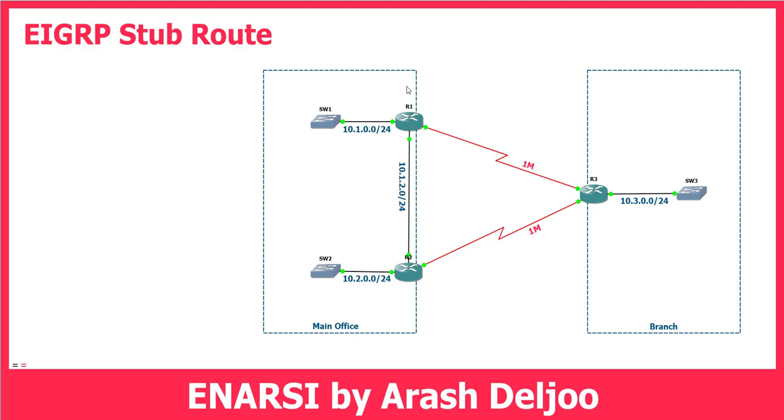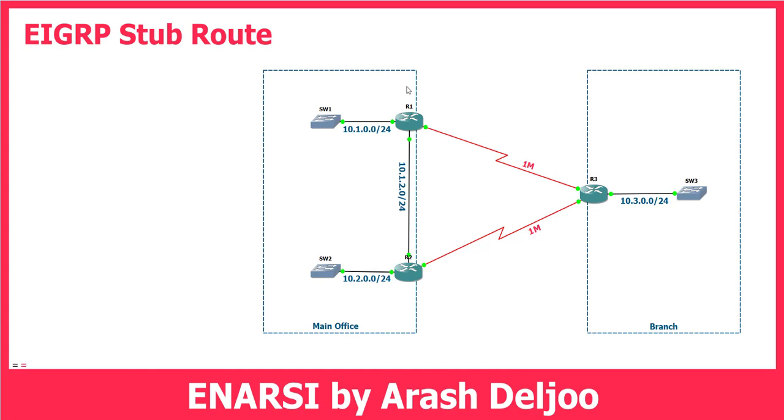EIGRP Stub root. In this video, I am going to talk about a new feature of EIGRP. We call it the EIGRP Stub root. This is one of the features that we should consider when we are using EIGRP between our sites, for example, one main office and one branch with multiple and redundant links.